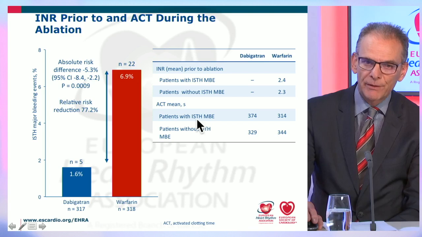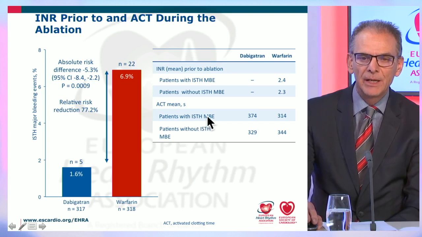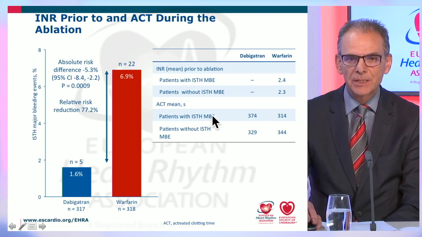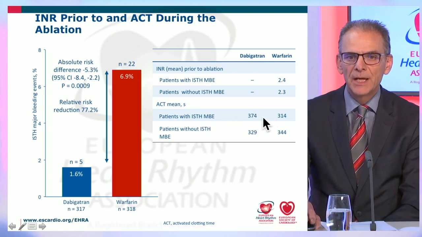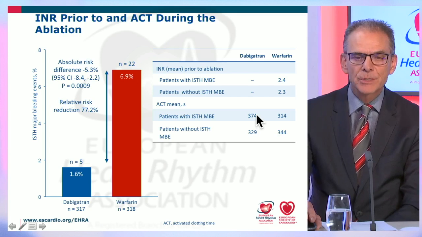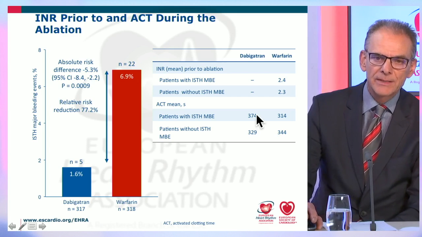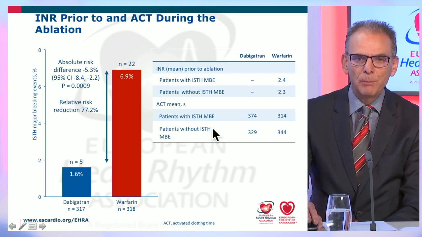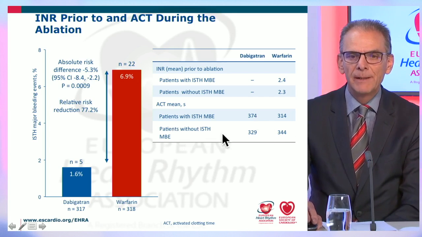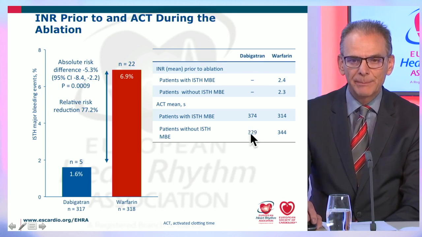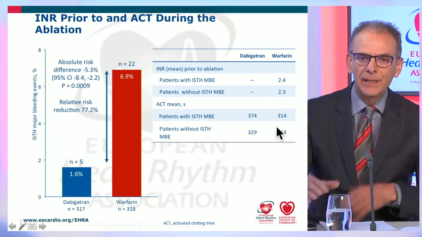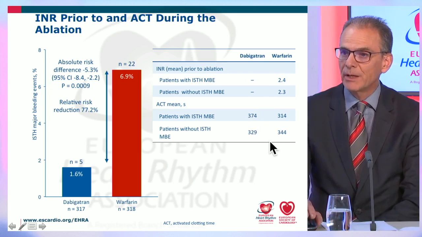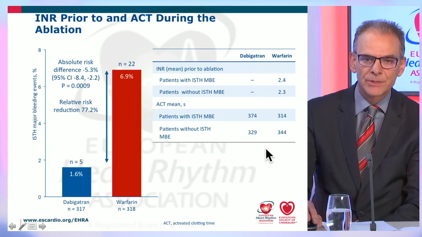If you look at the ACT for the dabigatran group and for the warfarin group, again dividing patients by whether or not they had a major bleeding event, you can see that there was no statistically significant difference. Remember that this 374 seconds is based on data from 5 patients only, because only 5 patients had such an event. Patients without bleeding events had basically the same ACT during the procedure, irrespective of whether they had dabigatran or warfarin. So to look at it another way, investigators were extremely adherent to the study protocol.